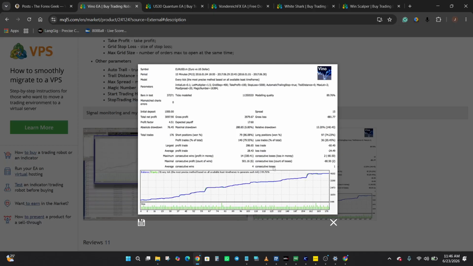Before we head over to our strategy tester, let us see how the EA performed on Euro USD on the M15 time frame, as the developer provided in this report. $1,000 is the initial deposit, 3,097.9 is the total net profit. That's over 300%. 176 trades were taken, out of which 140 were profitable, giving us a 79.55% win rate. Okay, that looks good. But then let's head over to our strategy tester now.